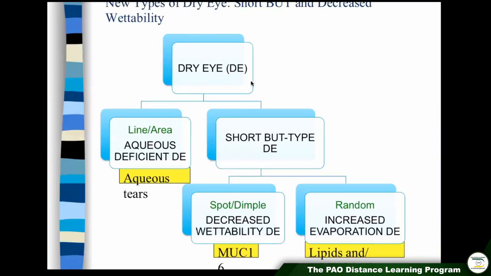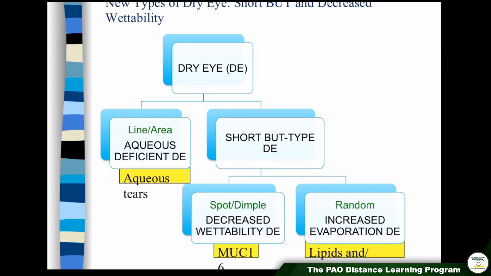That's why this is the classification. If a dry eye patient has a line break or area break, that's aqueous deficiency. If you have a short breakup time and you see a spot or dimple break, automatically decreased wettability dry eye, that's a mucin problem. Now if you see a random break and it occurs in less than 5 seconds, then probably it's a lipid problem, or it can also be a mucin problem. So very, very simple.